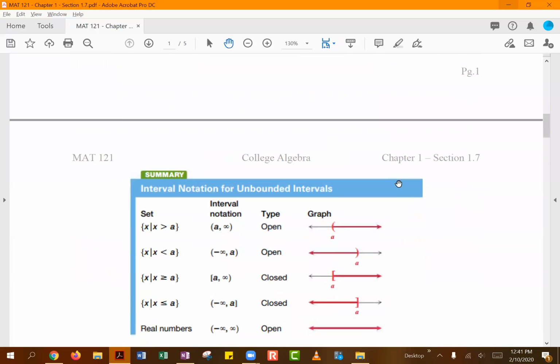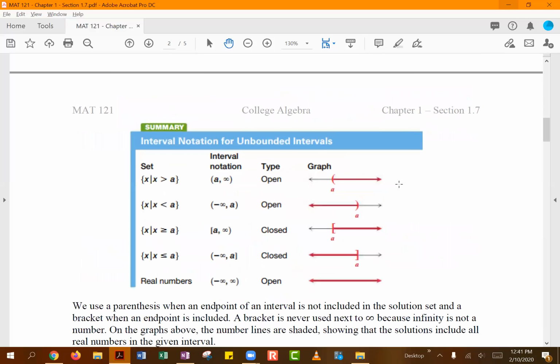Yeah, we learned it was just set notation. No, set notation would be what you're seeing on the left-hand side. So you guys never did interval notation?